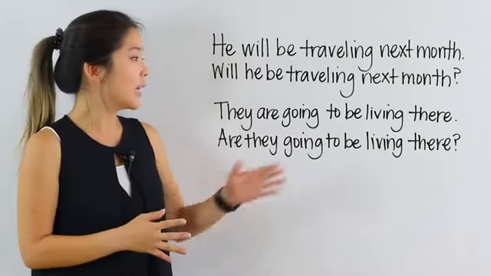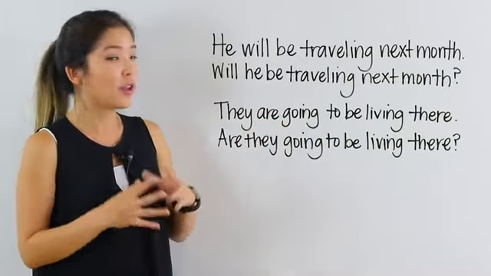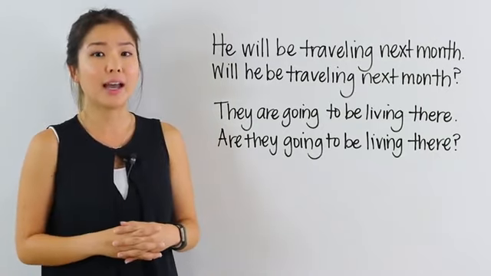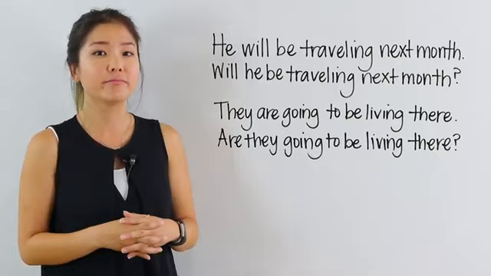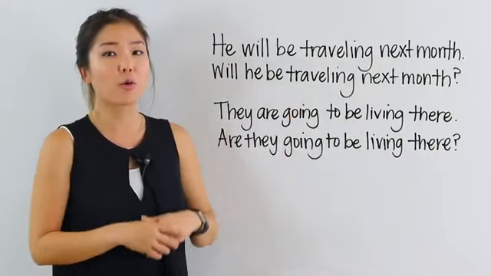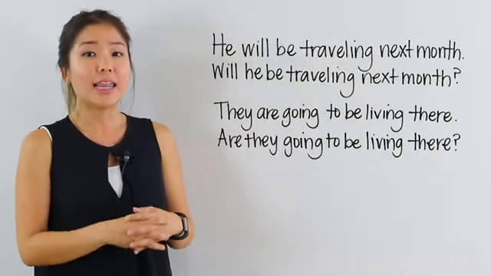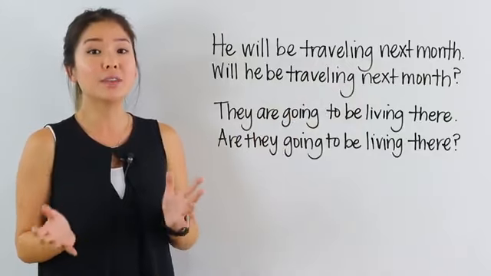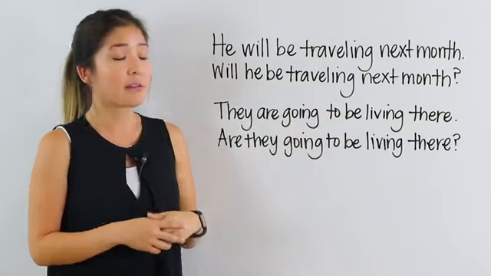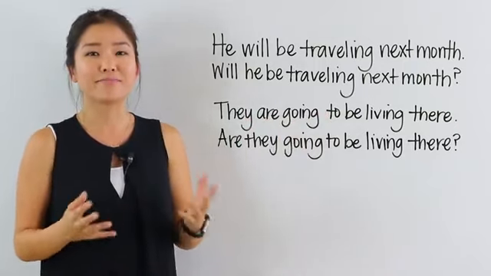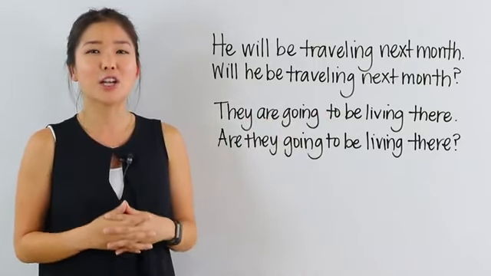Now you'll notice in these two sentences, there is no exact point in time that shows when this action will be happening in the future. There is no next month, or anything like that. In that case, it simply means sometime in the future. So, they are going to be living there sometime in the future. That's what that means. Great job, everyone.